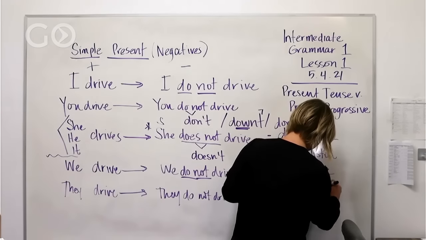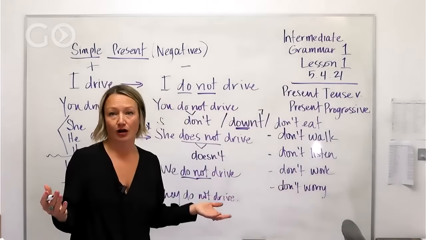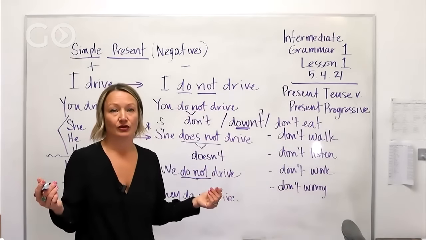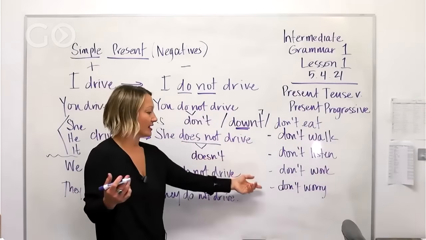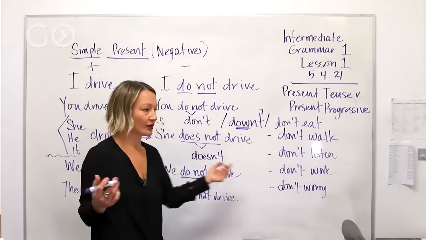Okay. Now remember, we're saying this in the negative present tense. So I don't walk. You don't listen. They don't work. She, well, then when we get to she, we're going to say doesn't. We don't worry. Okay.